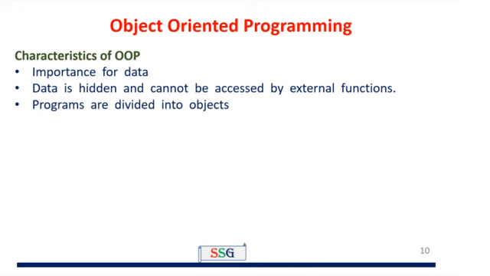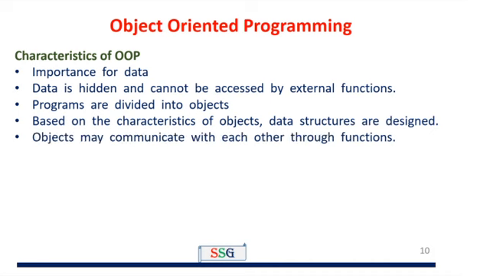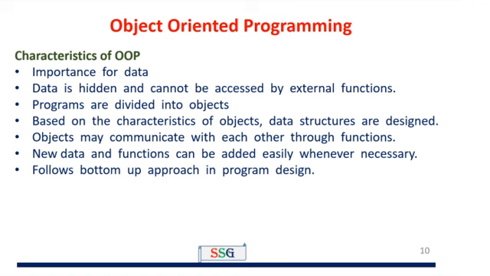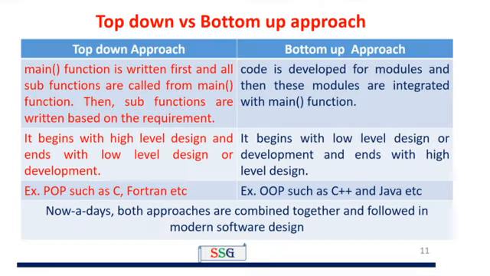Here the programs are divided into objects. Based on the characteristics of objects, data structures are designed. Objects may communicate with each other through functions. New data and functions can be added easily whenever necessary. It follows the bottom-up approach in program design. Examples: C++, Smalltalk, C#, PHP, and Java are examples of object-oriented programming.